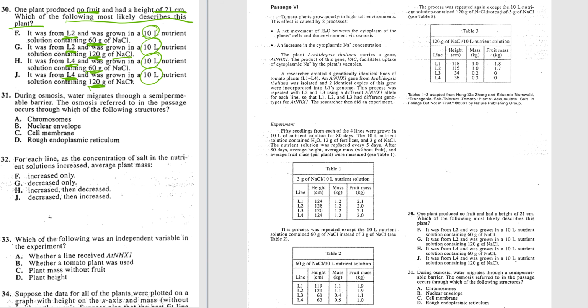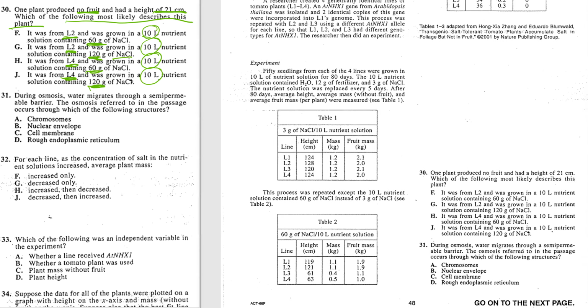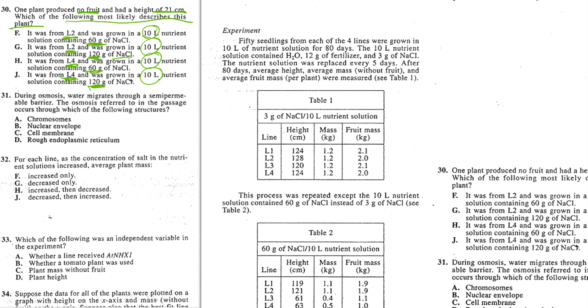All right, so we come over to the passage and we look at our tables. And now we're just going to kind of match words. So much of the science test is just matching words. It says one plant produced no fruit. All right, so we'll start with table 1, right? Right here. Where do we see fruit anywhere? We're just looking for the word fruit. And we see it right here, fruit.